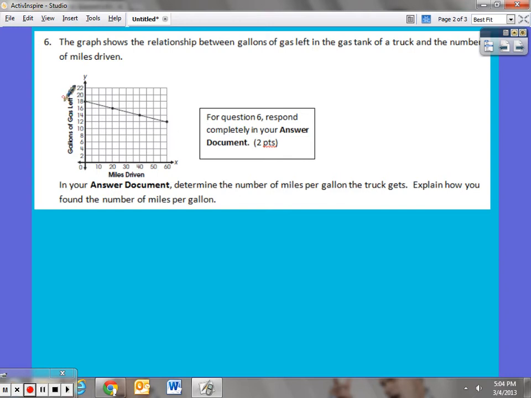So let's take a look. Gallons of gas left and then miles driven. So when I have 18 gallons in the gas tank, that means I've driven nowhere. So that must mean a full tank. I'm going to write this. When my tank is full, I have 18 gallons, and I'll just put gallons like that, and that equals 0 miles traveled.